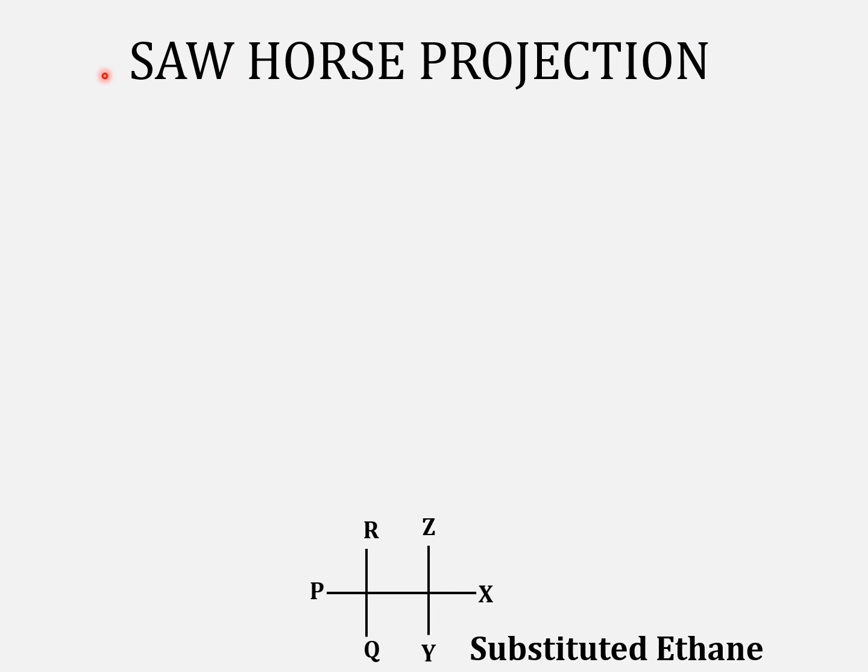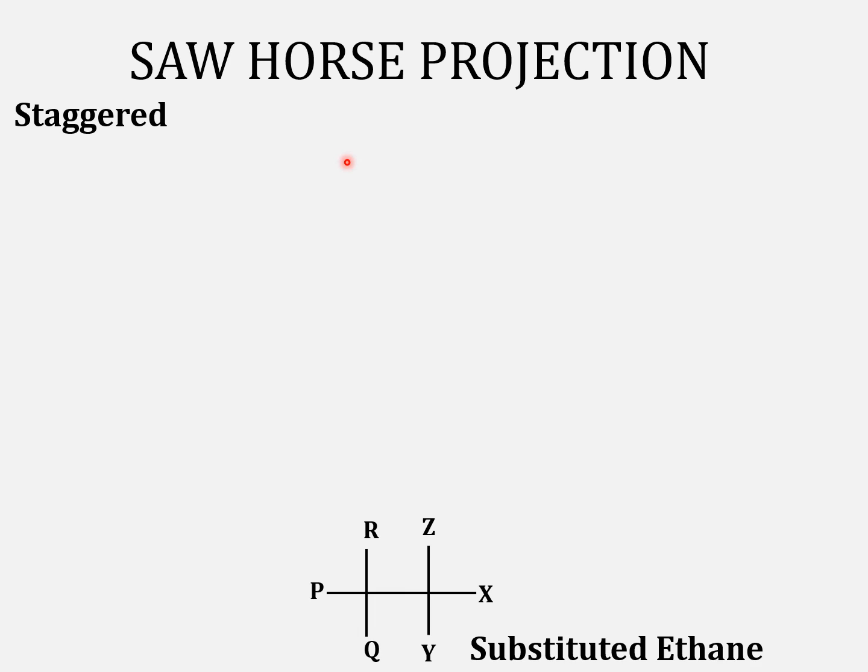Starting with the first 3D representation, that is Sawhorse projection. We are going to consider the example of substituted ethane. Before we move on to the example, the Sawhorse projection usually represents the carbon and its substituent groups as either the capital letter Y or an inverted Y. Let us have a look.